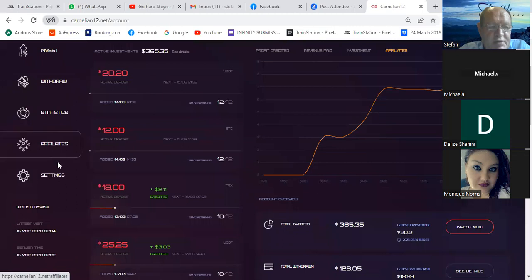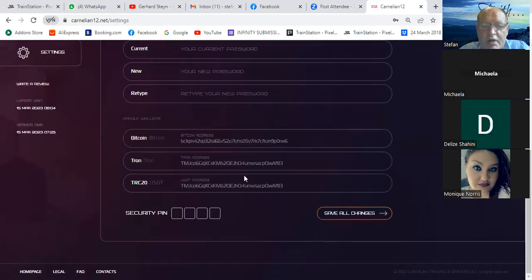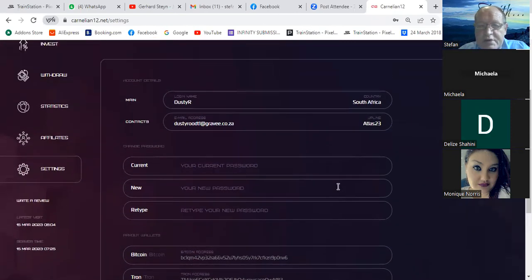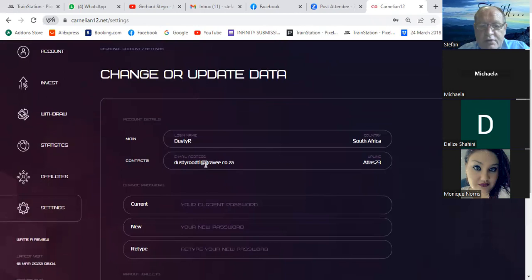Right, I'm going to skip affiliates for now. The next page is settings. Here you put in all your wallet addresses, and there's a space for your security PIN. Currently, if you want to change a wallet address, you need to contact support. There's a form that you fill out. That's for safety and security, so that people can't change your stuff. Here it also gives me the email address that I use and my upline. Atlas23 is Hercules. Then we're going to go to affiliates quickly.